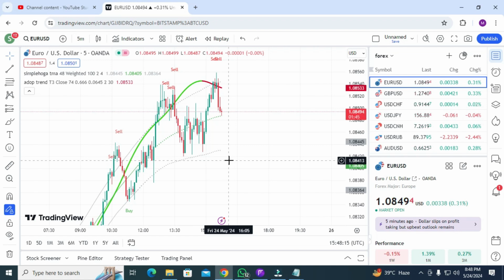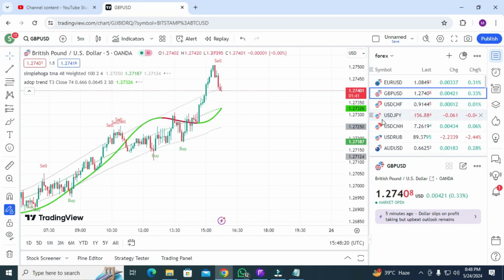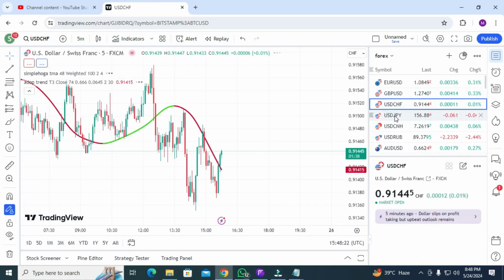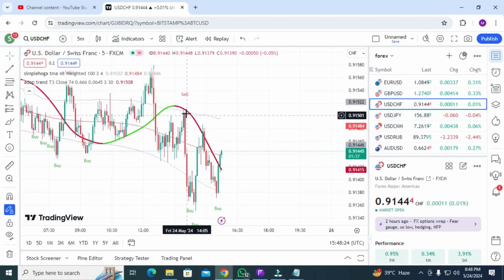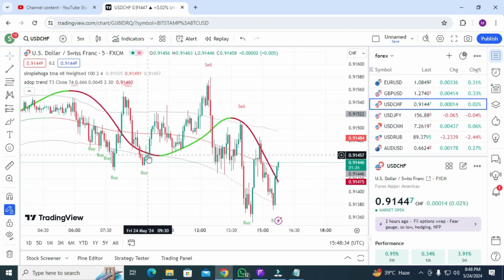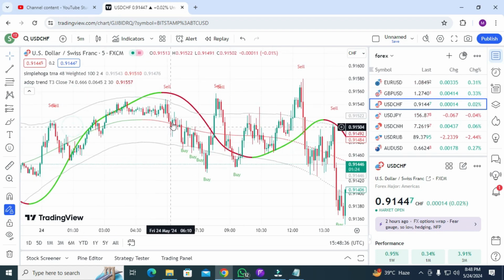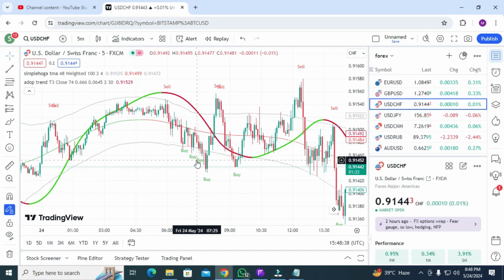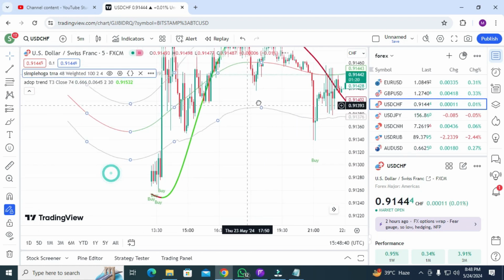Now let me show results on some other pairs like EUR/USD, USD/GBP. You just need to follow this. When the adopt line is above the upper band line, you get the sell signal. You need to go for the sell trade and book your profit here. Like here you can go for the buy trade and book your profit here. This is your perfect sell trade. You can book your profit here, and this is your perfect buy trade.